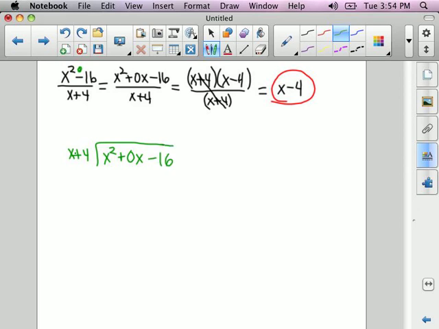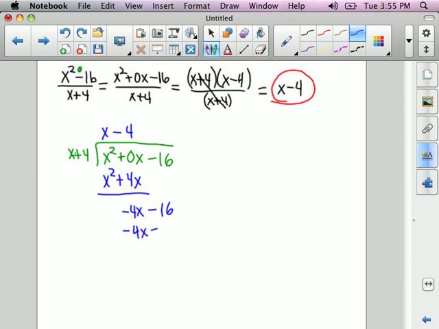If I had an extra third thing, like I had a cubic polynomial, but I didn't have an x squared term, I would put a 0. Any pieces that are missing get a 0. That's important. And now we just divide it like normal. X up here, you multiply it in, you get x squared plus 4x. When you subtract, you get negative 4x. You bring down your negative 16, and the problem works just like normal.